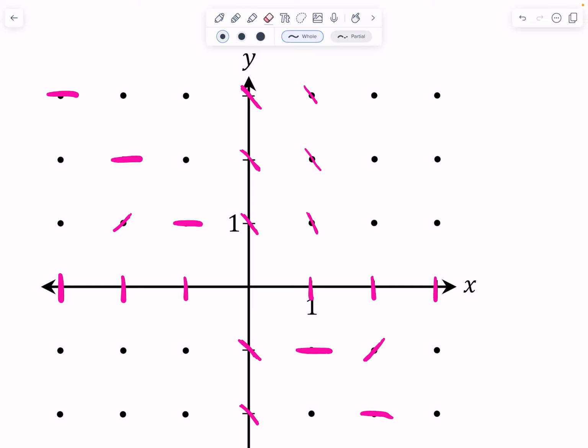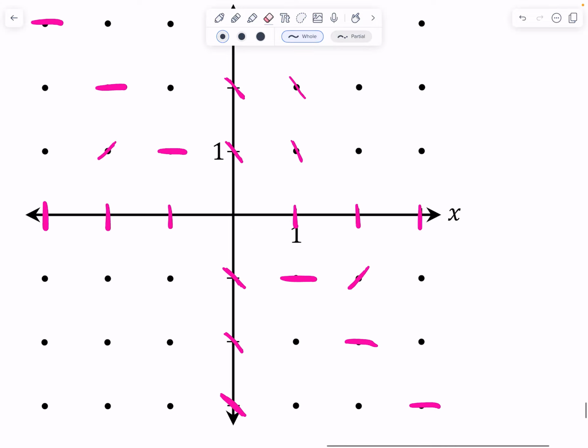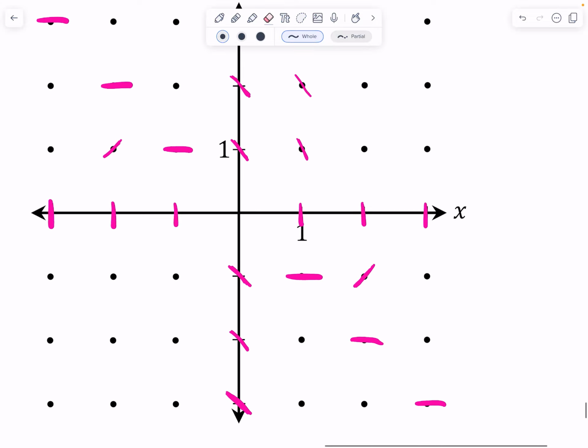Oh no, my ruler. That's an eraser. That's still an eraser.